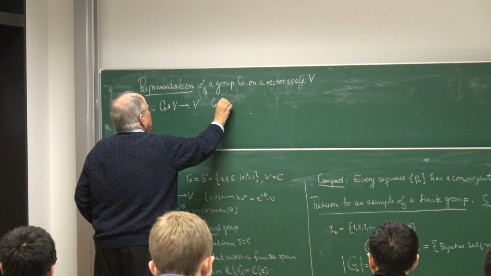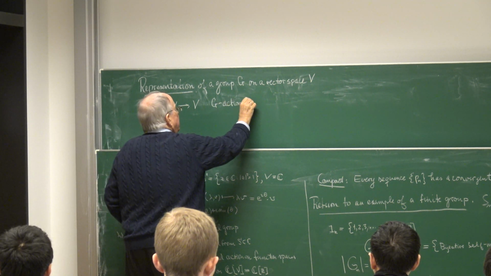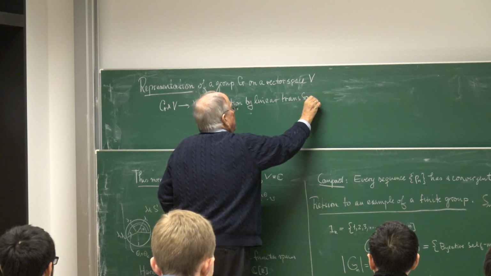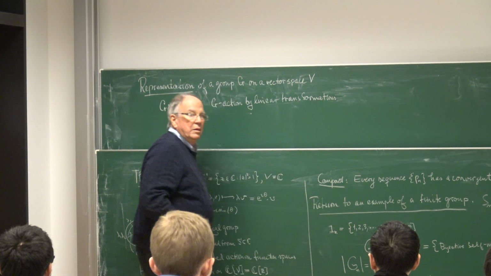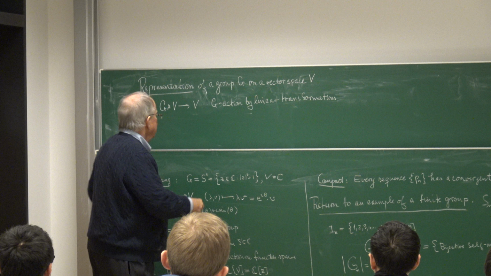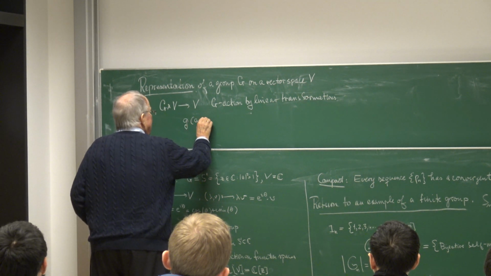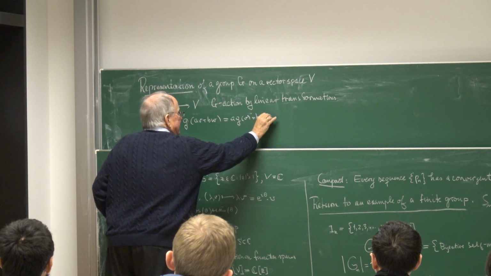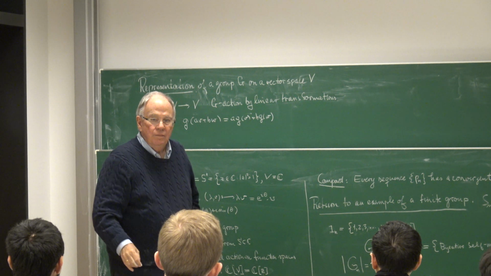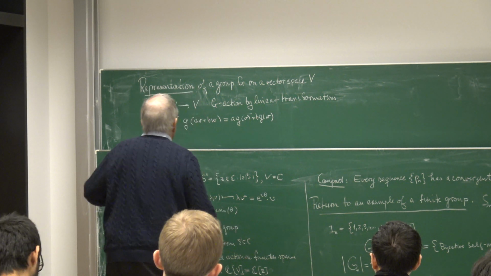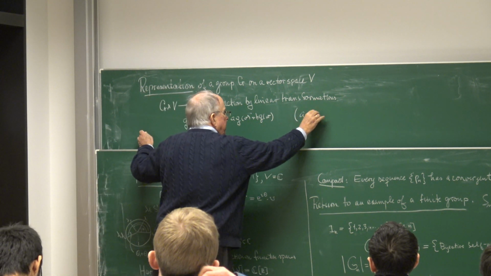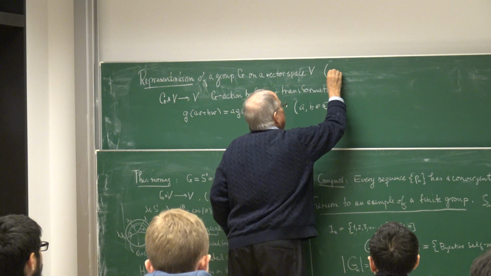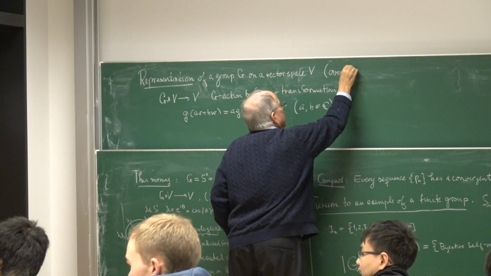A G action by linear transformation, period. That means G of aV plus bW is a G of V plus b G of W, right? So it's a G action by linear transformations, and by complex linear, these scalars are for me in the complex numbers. I prefer complex numbers to you. So this is a complex vector space. It could be any vector space, it could be over some field, it doesn't matter. But here I made it over C.